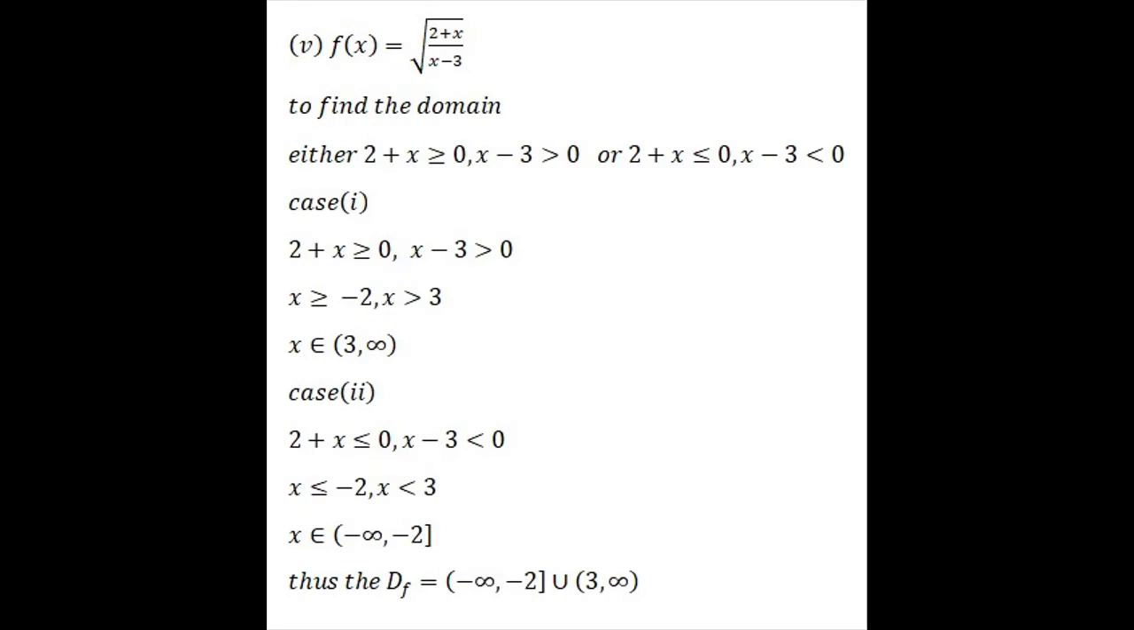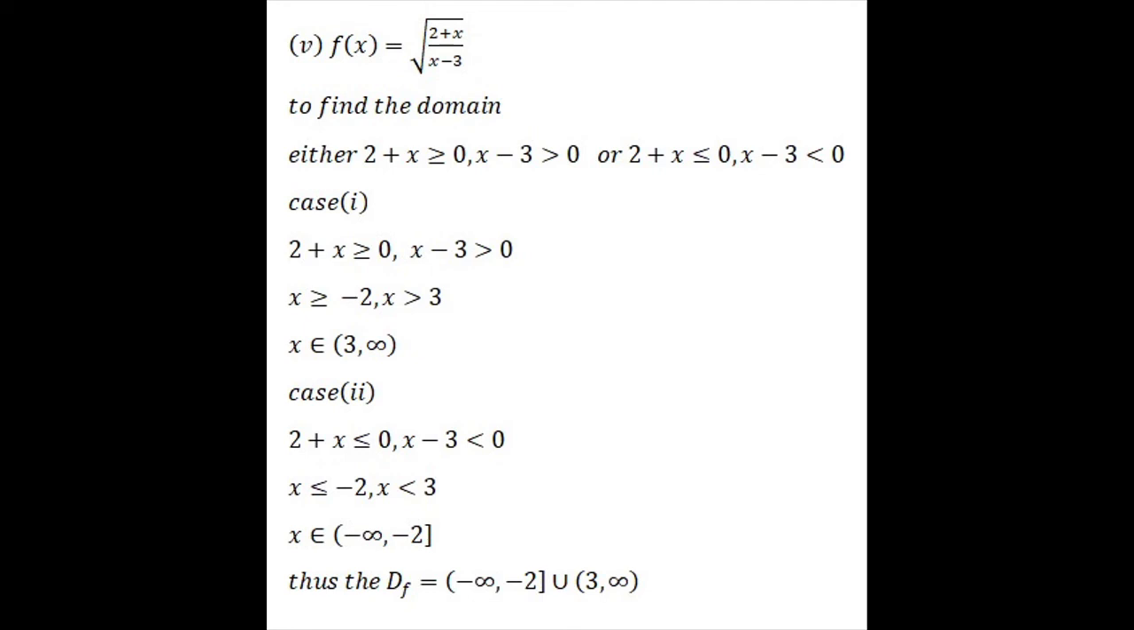Now the next example is f of x equals root of (2 plus x) divided by (x minus 3). To find the domain, it's obvious that whatever is inside the square root should be positive. So 2 plus x greater than or equal to 0 and x minus 3 greater than 0. Why just greater than 0? Because it's the denominator. Or 2 plus x negative, less than or equal to 0, comma, x minus 3 less than 0. Here 2 plus x can be less than or equal to 0, but x minus 3 is less than 0 only.